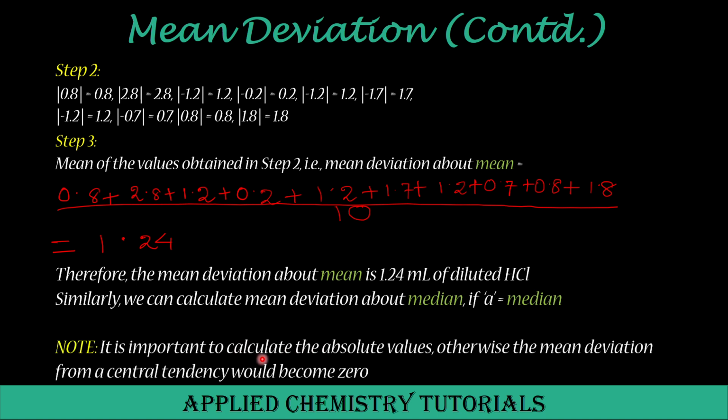It is important to calculate the absolute values, otherwise the mean deviation from a central tendency would become 0, which we can clearly see from here. If we don't take the absolute values and sum all the original values that we obtain in step 1, then we can definitely have 0. 0.8 plus 0.2, 0.8 minus 1.2 minus 0.2 up to this, it can lead us to 0. So there would be no meaning to the calculation of mean deviation from a central tendency.